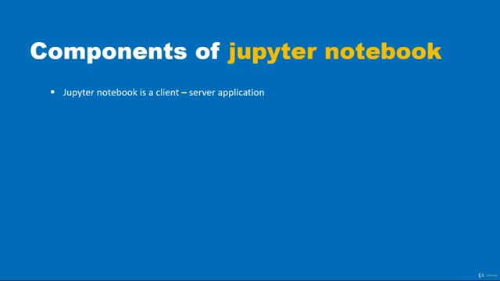A client-server application basically is a distributed application structure that partitions tasks or workloads between the providers of a resource or a service, which are usually called servers, and the service requesters, which are usually called clients. So the server, which is represented by this box here, is the resource provider. And then we have the client.